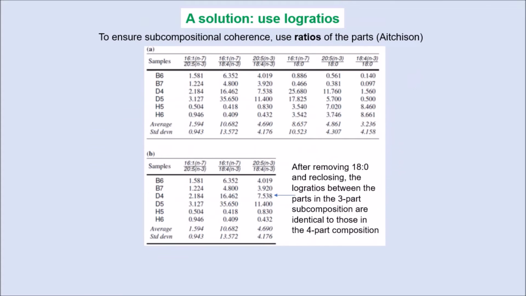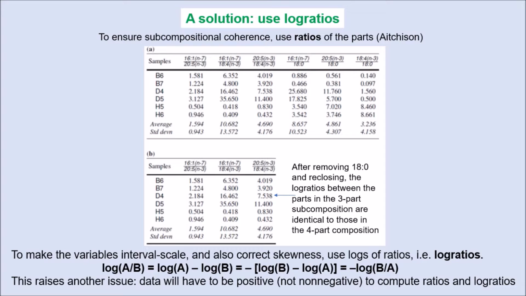A way to make CODA coherent, proposed by both Levy and Aitchison, is to consider ratios between the parts, since these do not change. Here we see the values for the 6 ratios of pairs of parts, and below the values of the 3 when the last part is again removed and reclosed to sum to 1. The values are identical. Then we take logarithms of the ratios to get so-called log ratios.